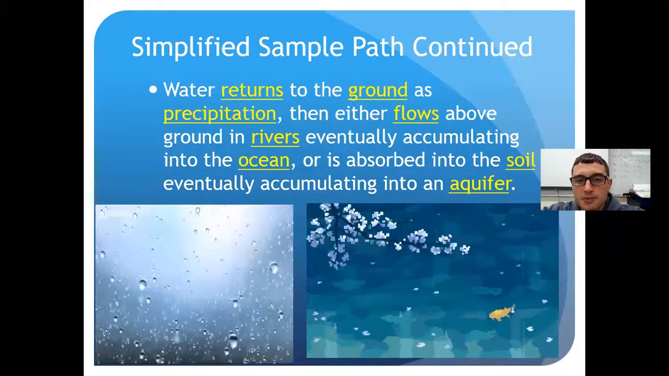So it's going to flow after the water condenses. The clouds get too heavy. It's going to rain. It's going to fall to the ground and flow through rivers and oceans, maybe absorb through the soil, eventually accumulating into an aquifer.